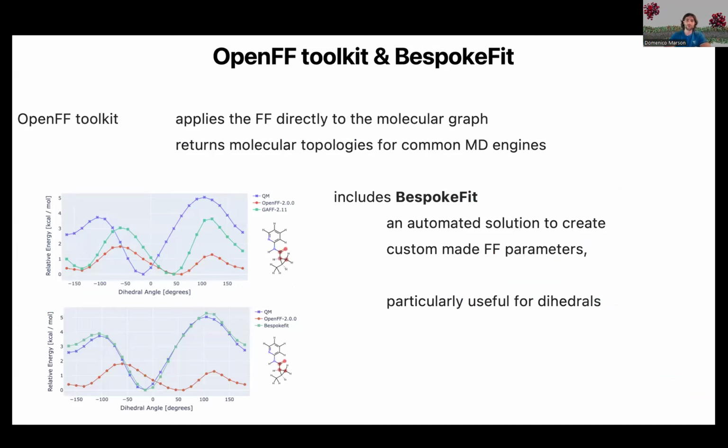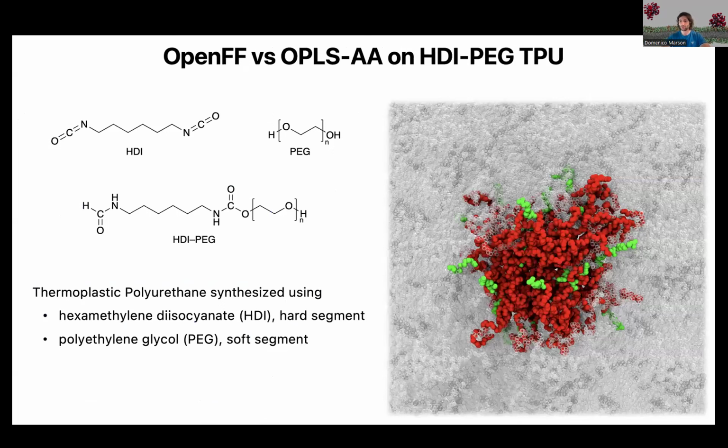The toolkit also includes BespokeFit, which is an automated solution to create custom-made parameters. What does this mean? BespokeFit will run some quantum-level calculations with open source software, and will automatically refine the ideal parameters for your molecule in an automatic way, let's say. It will take some time, by time I mean hours to days, but it will produce a force field that is tailored to your molecule.